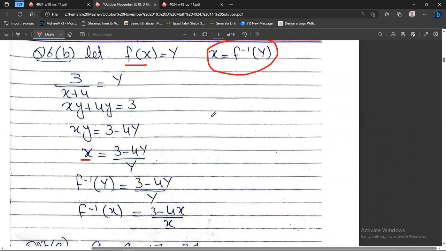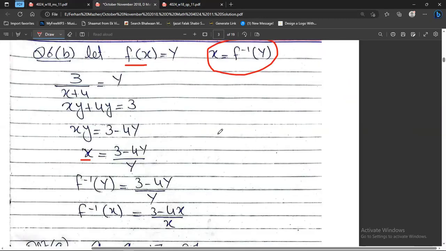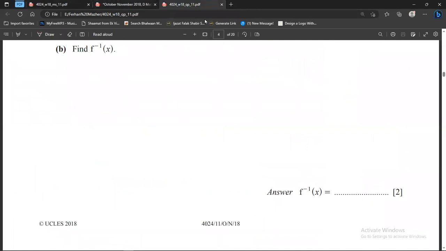Then I will change the variable. So we will have F inverse of x equals 3 minus 4x, the whole thing divided by x. And that is the right answer, sir. So that is question number 6, B part. Its solution is showing up on your screen. You can pause the video and check.